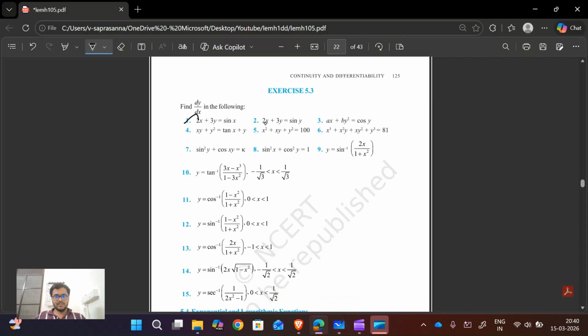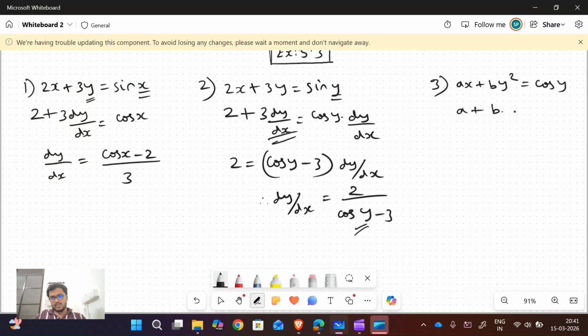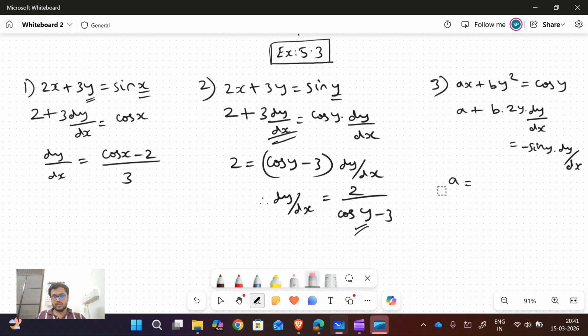Okay, we've done first one, second one, third one also same only. Ax plus by square is equal to cos y, right? Ax differentiation is a, by square is b into y square differentiation is 2y into dy by dx. Understood? Cos y differentiation is minus sin y. So minus sine y dy by dx. That's all. So you'll get a is equal to, or you can bring this, okay, anything is fine. You can bring 2by minus sine y into dy by dx.